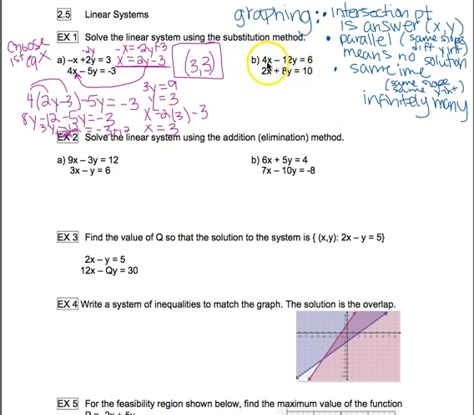So in equation 1, in order to get x by itself, I would have to divide by 4. So negative 12 is evenly divisible by 4, so that works. But 6 is not. 6 divided by 4 is 3/2. So we want to avoid fractions if we can. So I definitely would not choose the x here if I can help it.